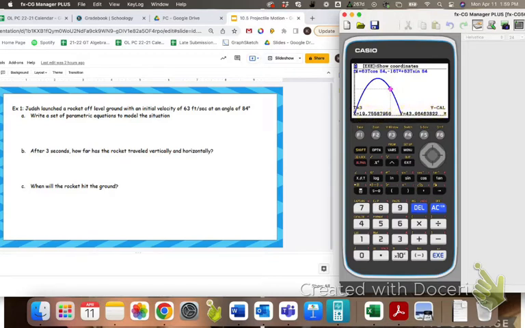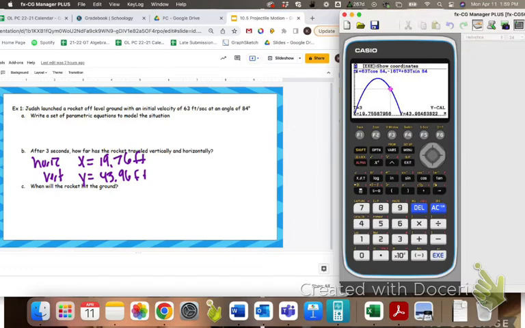What this is telling me is that when t equals 3, after 3 seconds, my horizontal distance would be 19.76 feet. That's going to be the horizontal distance. Vertically, I'm going to look at what the y is, and the y is 43.96 feet. So that's how far it's traveled vertically and horizontally after 3 seconds.